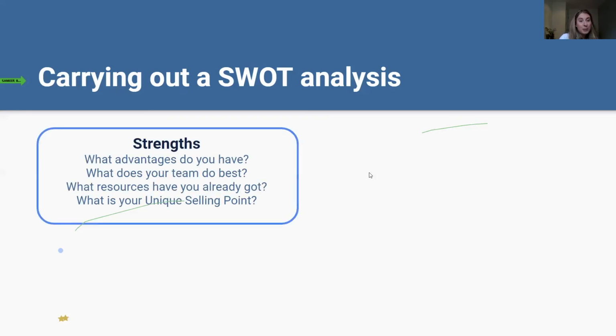So at the top of each paper, I'd like you to write these questions to prompt your students' thinking. So on the piece of paper where your students are going to write down what strengths they have, you can ask them to think about what advantages do you have? What does your team, what do you do best? What resources have you already got? And what is your unique selling point? In other words, what do you have that your competitors don't?